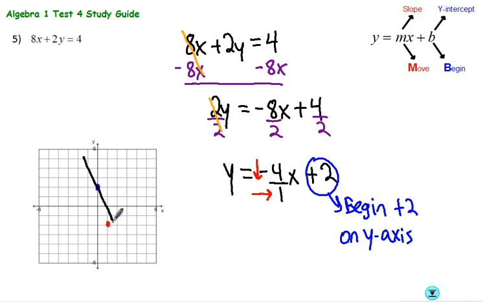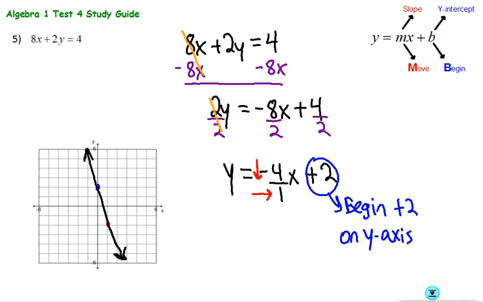Ooh, I got a little off track there. Let's see this way. That's even worse. But you know what? That's all right. We're not trying to go for perfection here. So, good enough, right? Just sketching the graph. Well, go ahead and pause the video now and try number 5 on the right side.